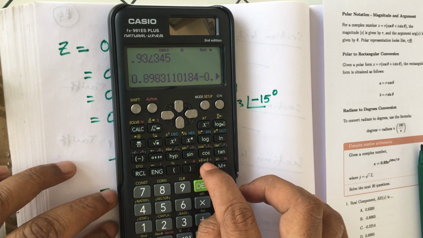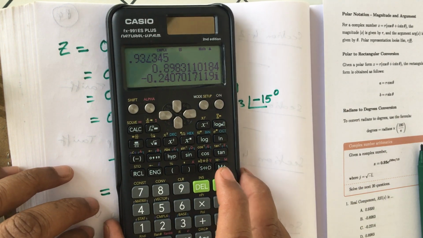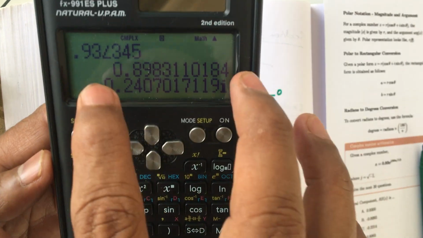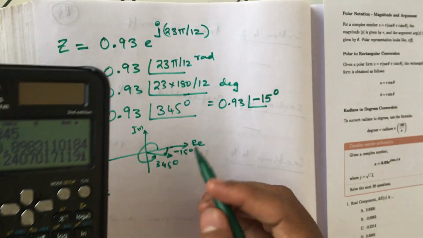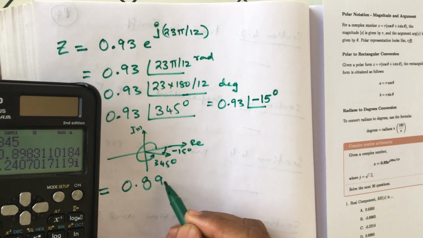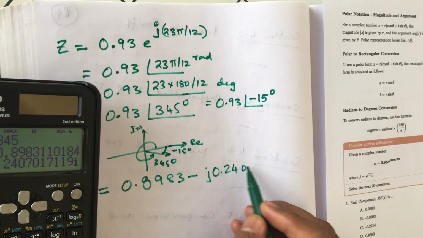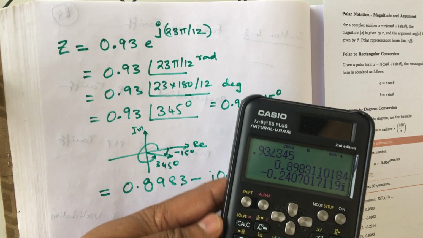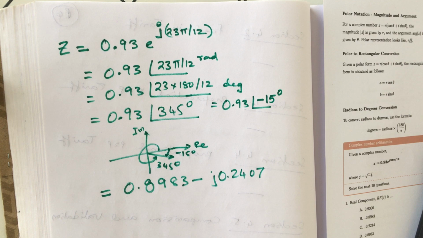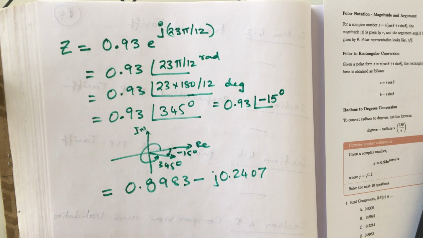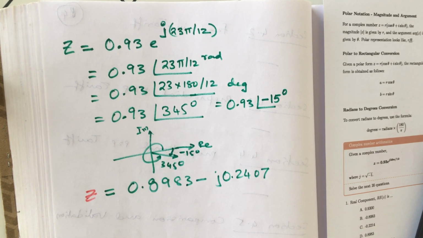There is a button here, SD. If you press that, it will show both the numbers together. Let me copy this answer. You can see the real component is above and the imaginary component is below. Okay, so I'll write it down: 0.8983 minus j 0.2407. That is what I copied from the calculator. Now let us also see, I'll just change my color. This is the value of Z, the given number.